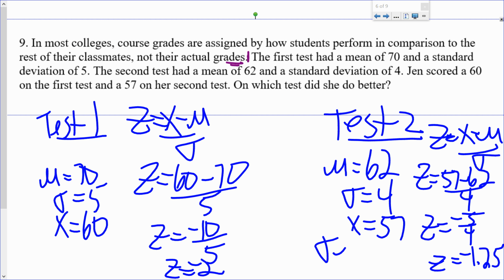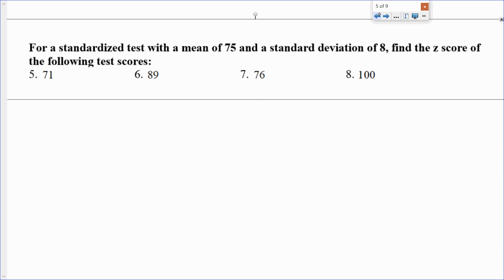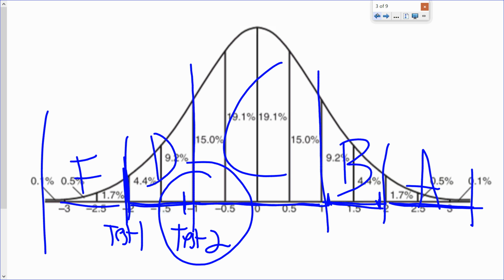So even though she got a lower numerical grade on test 2, she probably got a higher actual grade. She probably got like a C minus on this one, and she probably got like a D minus on that one. So it's not just about the number grade, it's about how you're doing in comparison to everybody else, and that's what z-score measures.